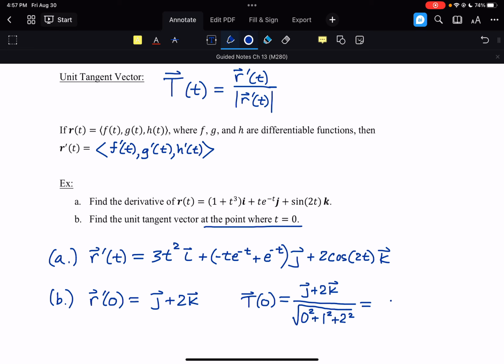So we'll go ahead and move that in with each expression. So 1 over rad 5 j plus 2 over rad 5 k. And that would be our unit tangent vector. So same direction when t equals 0 as r prime of 0. But this one has a length of 1, whereas the other one had a length of radical 5.